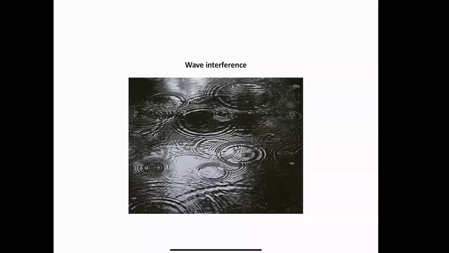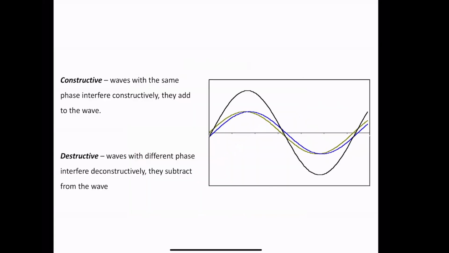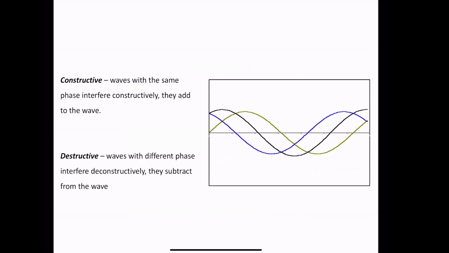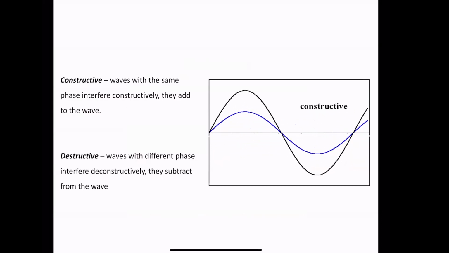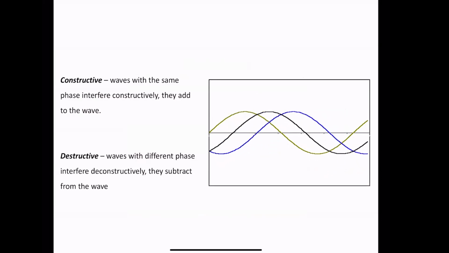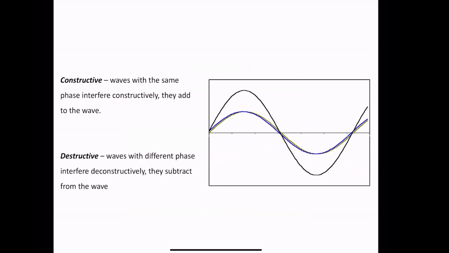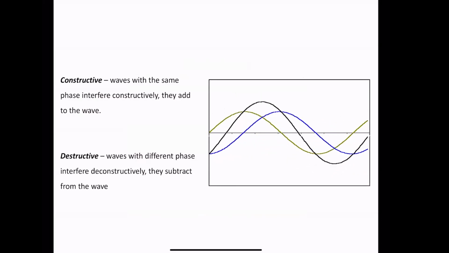When two waves hit in the same phase, they hit constructively, they actually amplify, they add to the wave, right? And when they hit destructively, it actually takes away from the wave. We can see it in the image here: when two waves are in the same phase, it will add to that wave. We can see it here, the blue and the black one, and it adds to that wave. And here it detracts from it.